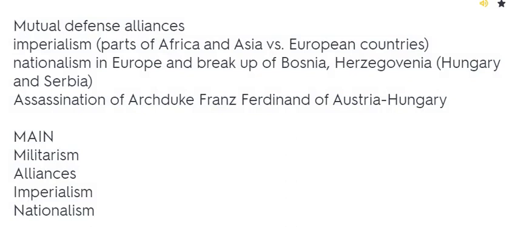Causes of WWI. Mutual defense alliances, imperialism, nationalism in Europe and breakup of Bosnia-Herzegovina, assassination of Archduke Franz Ferdinand of Austria-Hungary. Main causes: militarism, alliances, imperialism, nationalism.